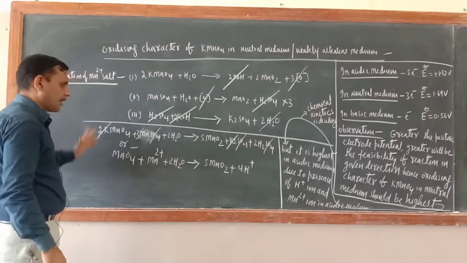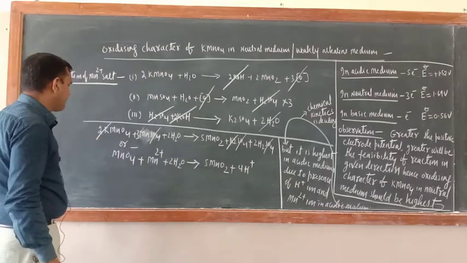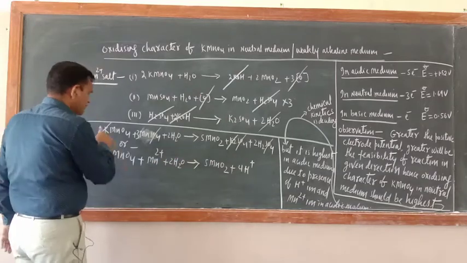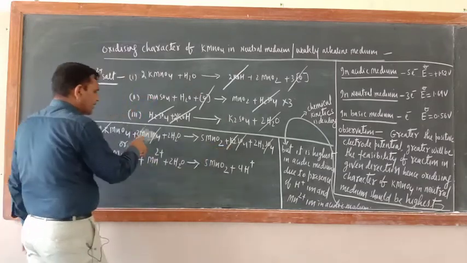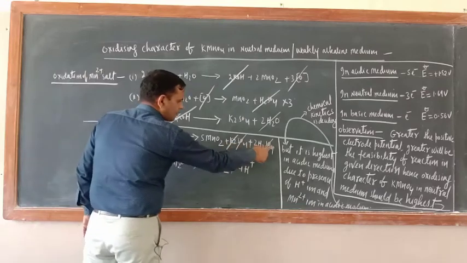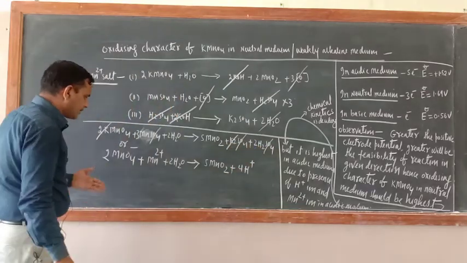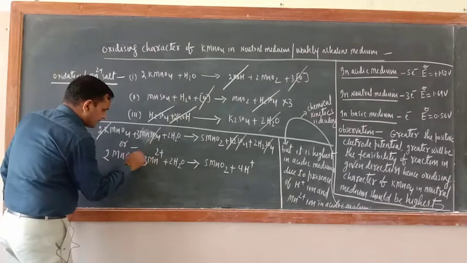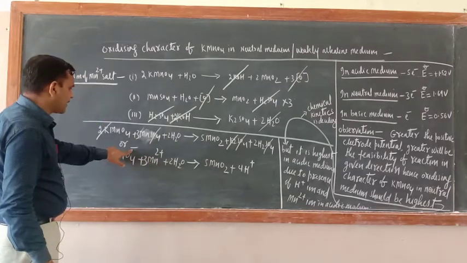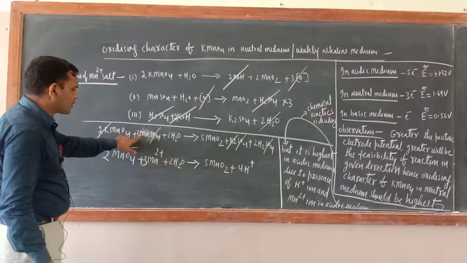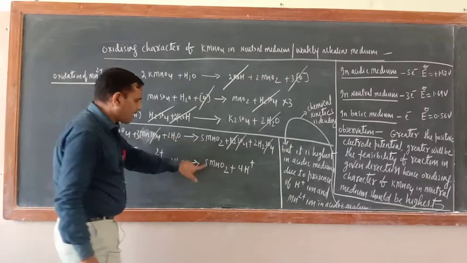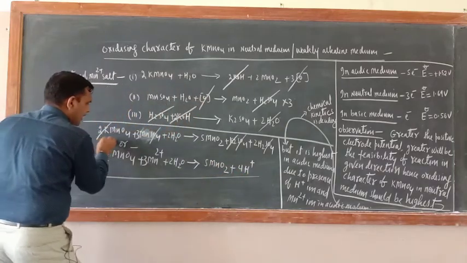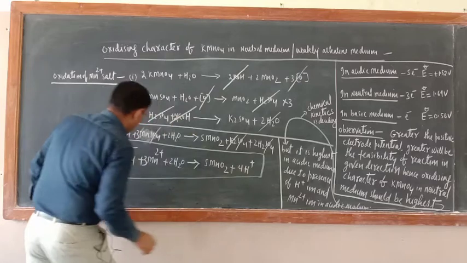Now you have to write the ionic form. So here just see, spectator ions are cancelled out. Okay. So 2K is cancelled out. Now 3SO4 is cancelled out. What is left? Now writing the ionic form is very easy. Just see: 2 MnO4 single negative, 3 Mn2 positive plus 2 H2O gives 5 MnO2 plus 4 H positive. This is the ionic form of the reaction.